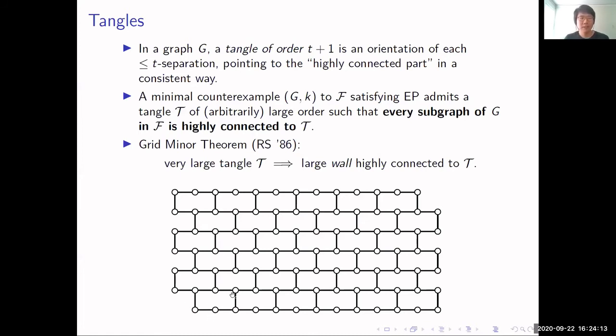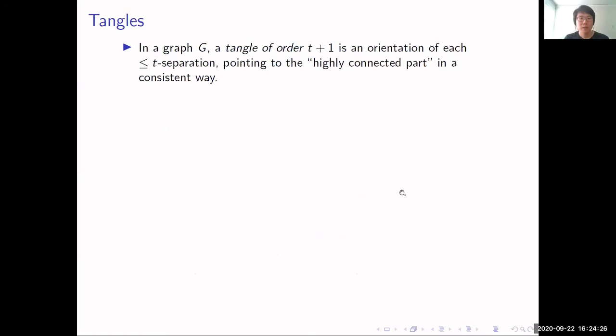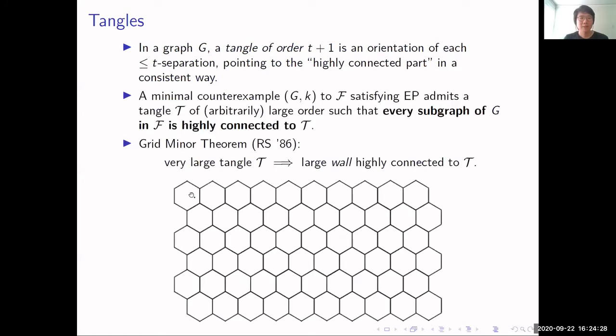And actually, in some sense, this is more natural, because after about a year of working with these walls, I realized that walls are just hexagonal grids. Right here, take this hexagonal grid and you just flatten it, and it gives you a wall. So in some sense, walls are more natural because hexagonal grids occur more naturally than square grids. But anyway, if you have a large tangle, you have a large wall that is highly connected to the tangle.